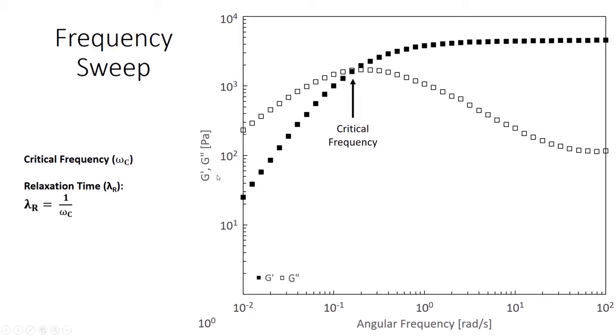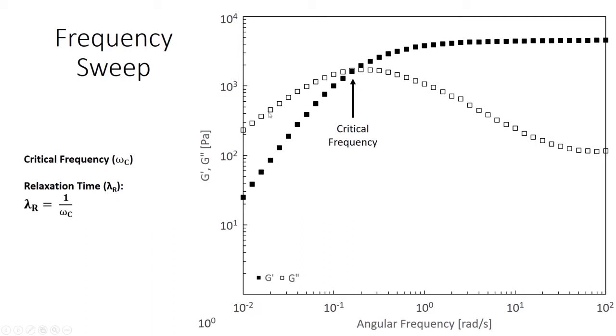And in this particular material, we see this behavior response where we have the G prime below the G double prime at low frequencies. Then we reach a point where they intersect, which we're calling the critical frequency, and then the G prime exceeds the G double prime. So let's break down what each of these sections are indicating.